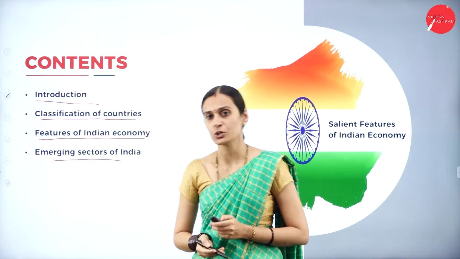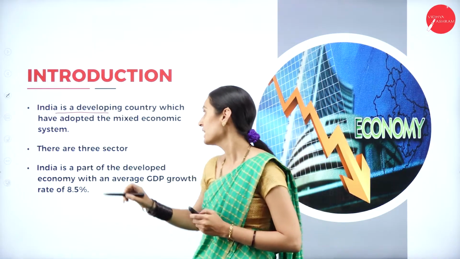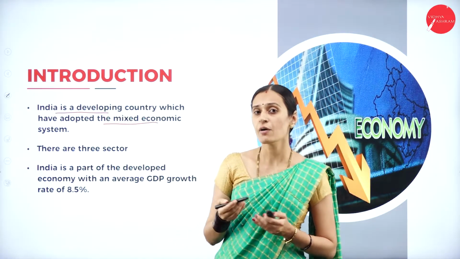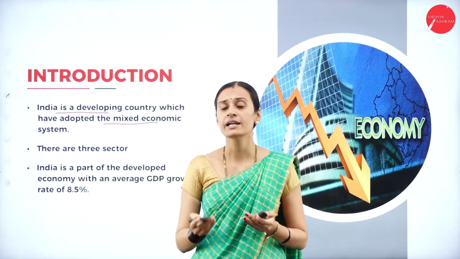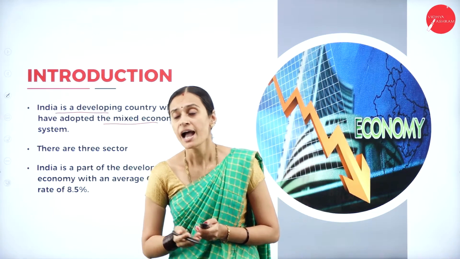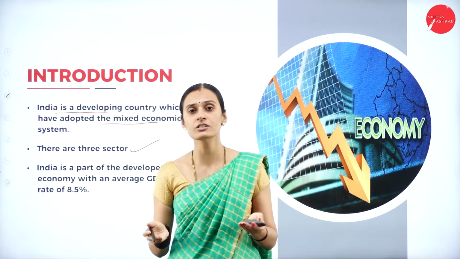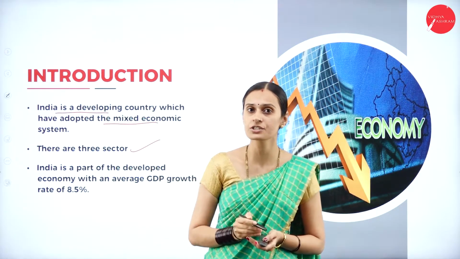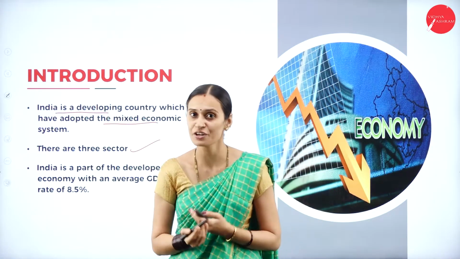Let us start with the introduction. India is a developing country and it has adopted the mixed economic system. After getting independence, we adopted the mixed economic system. As we know, what is a mixed economic system? The coexistence of socialist and capitalist economic systems. And yes, there are three sectors in Indian economy: primary sector, secondary sector and tertiary sector. Primary sector belongs to agriculture sector and secondary sector belongs to industrial sector. Tertiary sector is considered as the service sector.